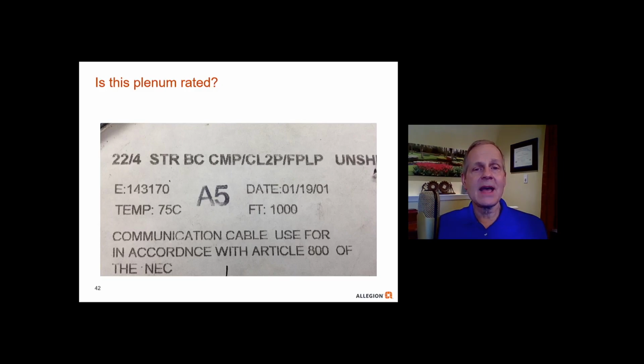All right, so now we've got an example of a box, the label on a box that the wire comes in. So the question is, do you think that this would be an example of plenum rated cable? So take a look at the numbers and letters there. See if you can decipher whether or not you see that letter P anywhere. Okay, so if you said that this is plenum rated, you would be correct. Here we can see it, CMP, communication cable, plenum rated.